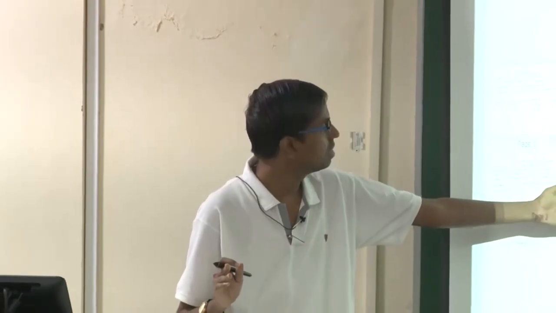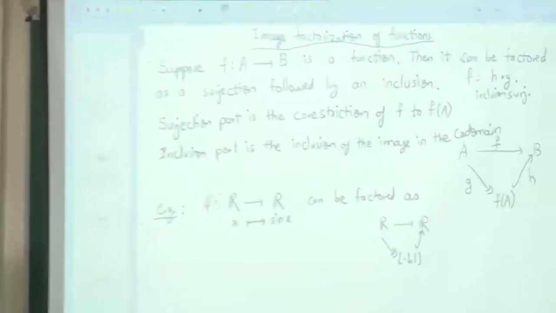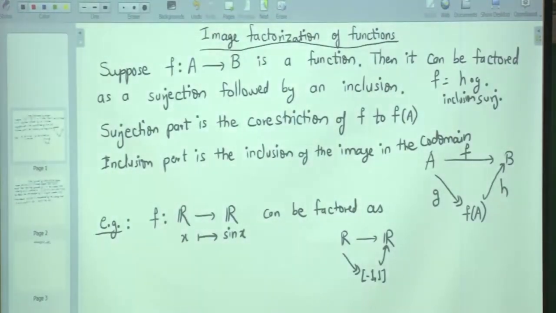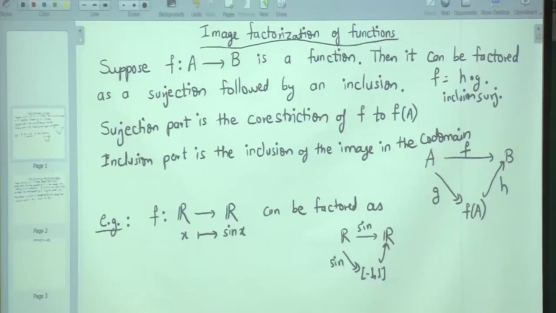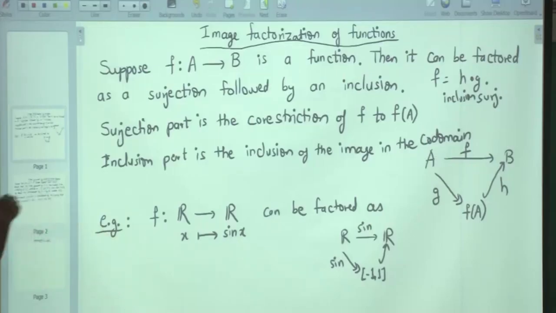So a simple example is given by x maps to sin x as a function from reals to reals. We factor it as, yeah, I mean, this is the sin function, this is also the sin function, and this is simply inclusion. We go to its image, the image is the closed interval minus 1, 1, and then you include that. So this is called image factorization.